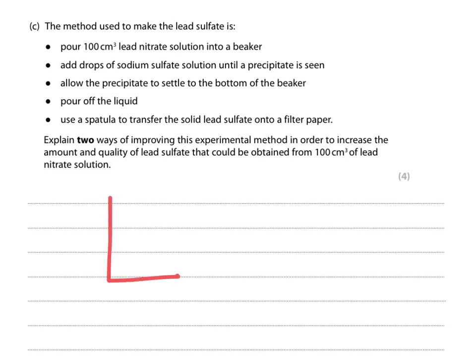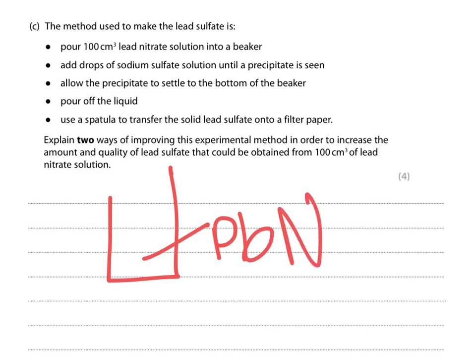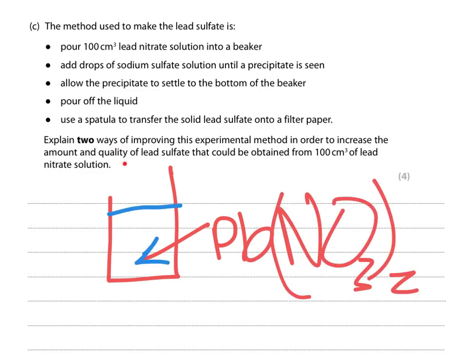So we've got a beaker, and in here we've got our lead nitrate, and then we're adding drops of sodium sulfate until a precipitate is seen. So there's the drops of sodium sulfate, and we're looking for a solid precipitate, and then we're allowing the precipitate to settle at the bottom and pouring off the excess liquid and getting a spatula to transfer this onto some filter paper to let it dry. So how can we improve this practical so we get more lead sulfate?